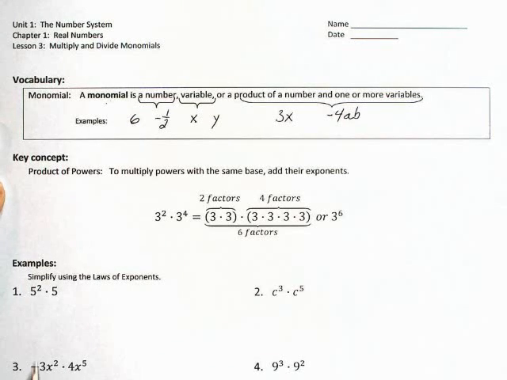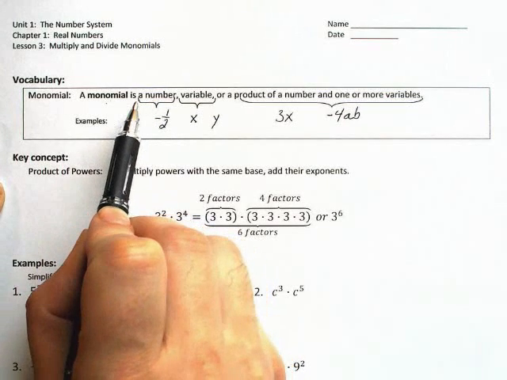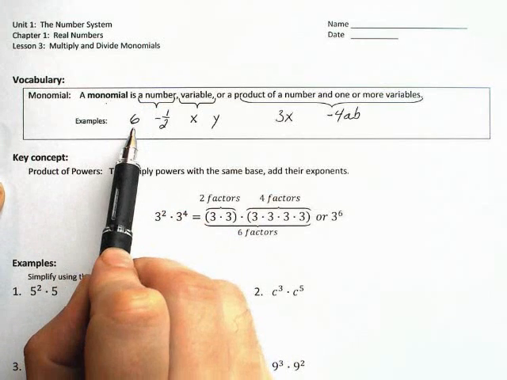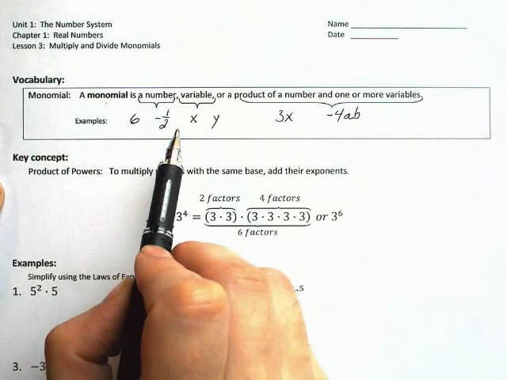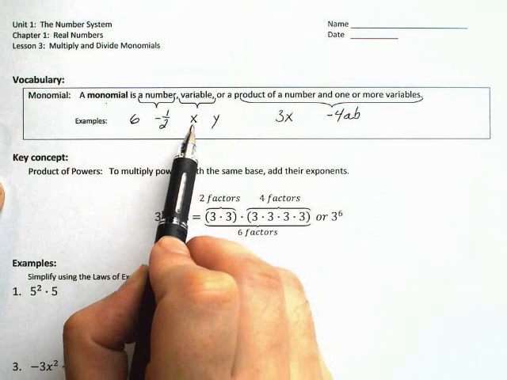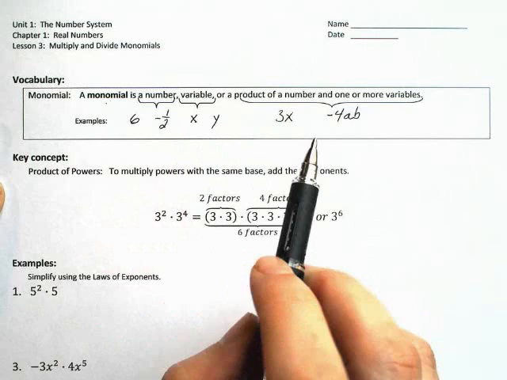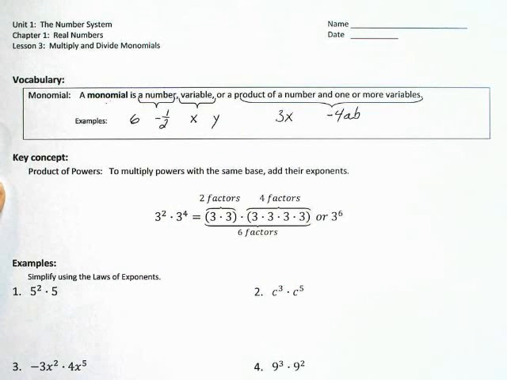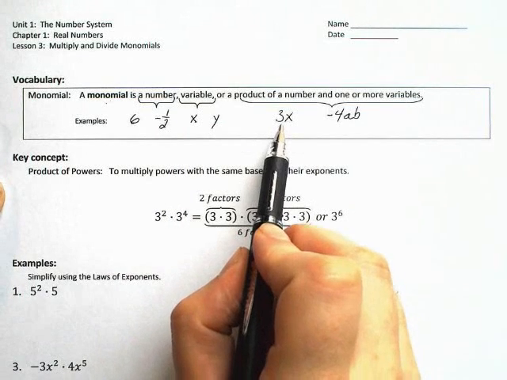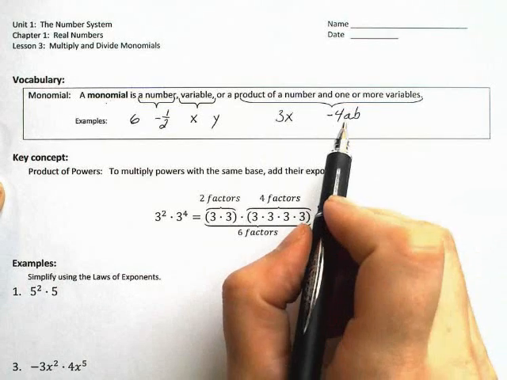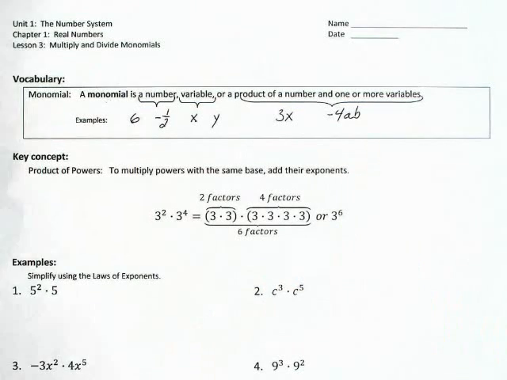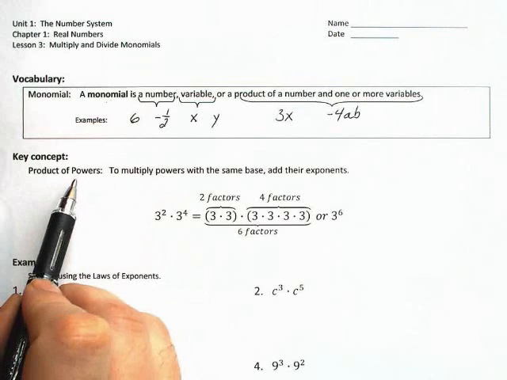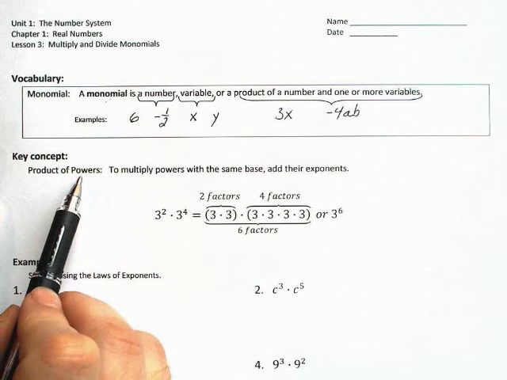And here are examples that I could think of. So for monomials that are just numbers, my examples are 6 and -1/2. For monomials that are variables, my examples are x and y. And for monomials that are products, as an example, I thought of 3x, and another example that I thought of was -4ab.